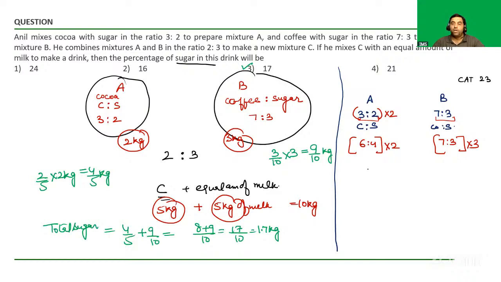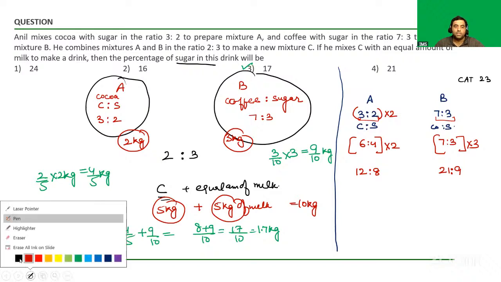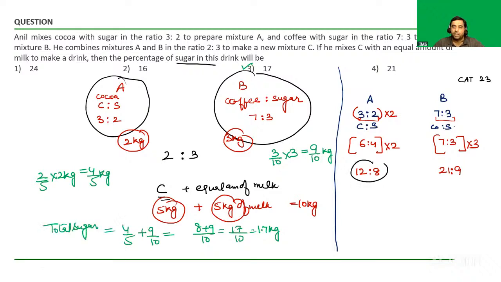If I multiply with 2, it will be 12 is to 8, while for the second, it's going to be 21 is to 9. Now, if you carefully observe, 12 plus 8 comes out to be 20, while 21 plus 9 is going to be 30. So automatically it is 20 and 30, which are in the ratio 2 is to 3.